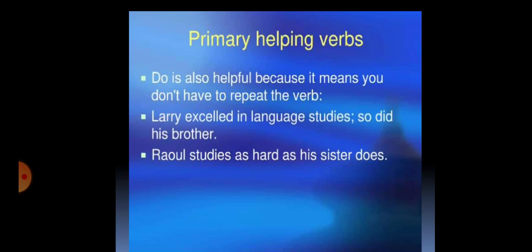Now, do is also helpful because it means you don't have to repeat the verb. Here we avoid the repetition of the verb. For example, Larry excelled in language studies. So did his brother. Rahul studies as hard as his sister does. So here we are not supposed to repeat the verb, and we can write like this by using does or did.